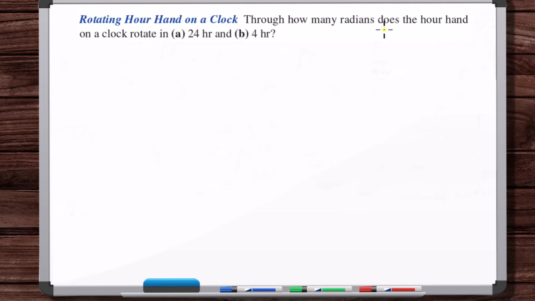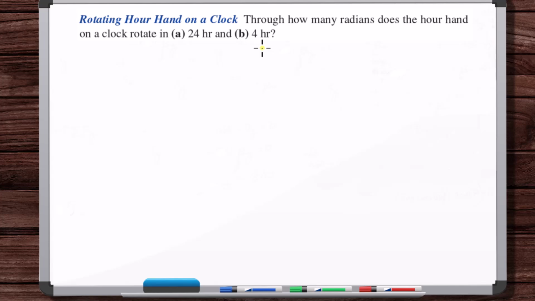Okay, through how many radians does the hour hand on a clock rotate in 24 hours and 4 hours? I really like these problems because they get you to start thinking about actual rotations in terms of radians. In reality, if you were asked this question in a real-life situation, you would want to say this in degrees. We talked about why, even though radians are used a lot in theoretical science and math, you're still going to use degrees for actual geometrical visual descriptions.